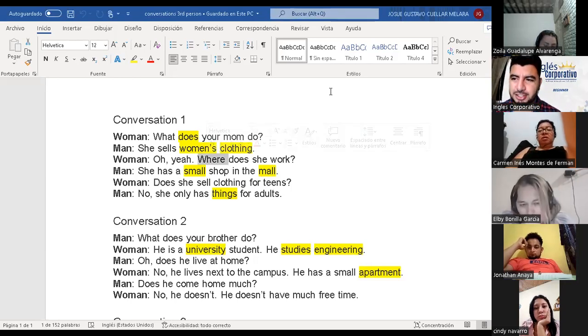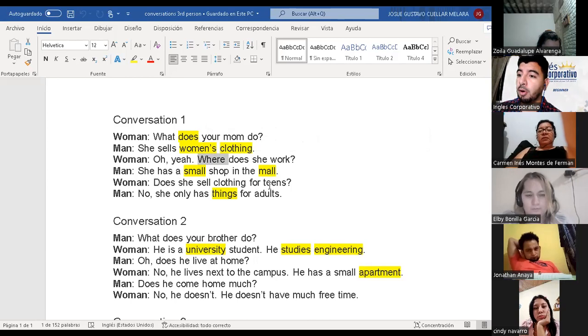What is where in Spanish? ¿De dónde? Yes. ¿Dónde o de dónde? En este caso, ¿dónde? Where does she work? ¿Dónde trabaja ella? She has a small shop in the mall. Tiene una tienda pequeña en el centro comercial. Mall es centro comercial. Okay.